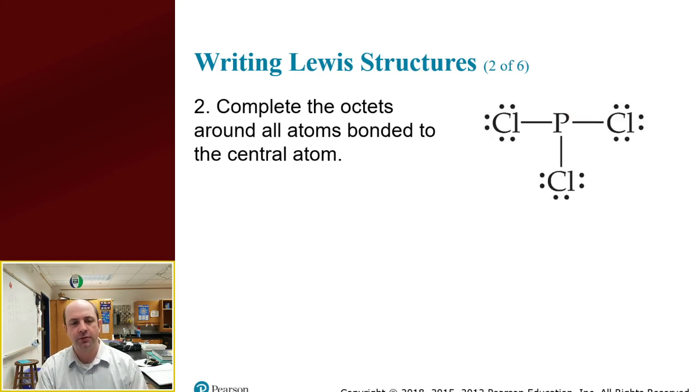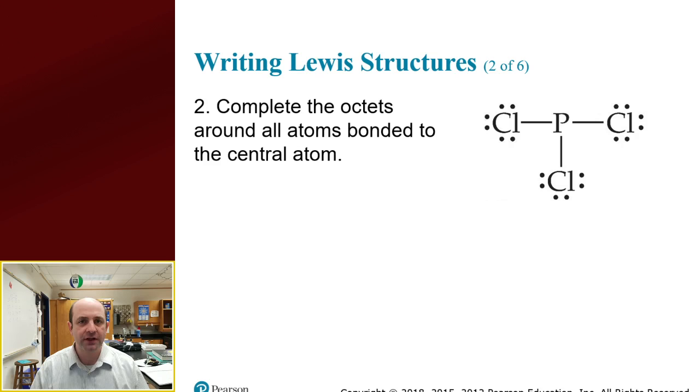All right. Step number 2. We know that the outer atoms need to have an octet. There are already 2 electrons in this bond, so let's give them 6 more: 1, 2, 3, 4, 5, 6. We make non-bonding pairs, putting them in groups of 2 around the atom, and we do that for each of the outer atoms, 6 dots as we go. Now each of those chlorine atoms has 8 valence electrons around it.